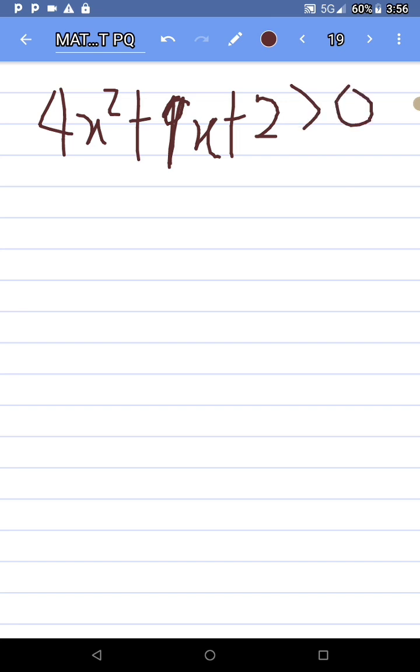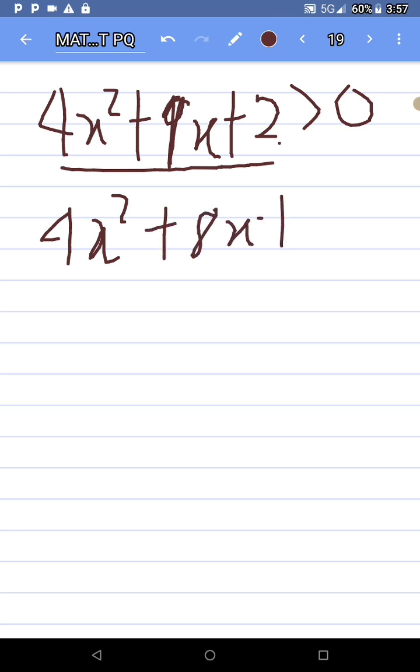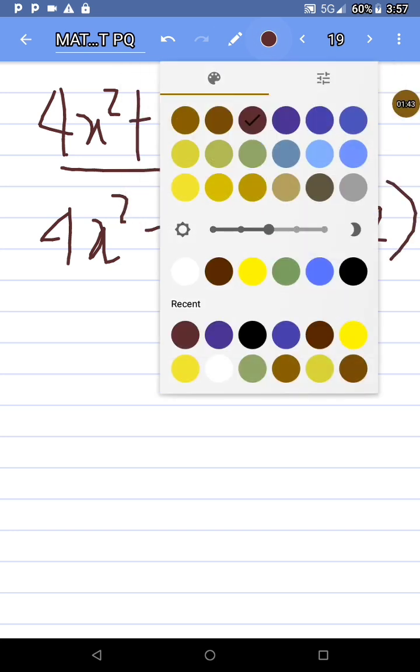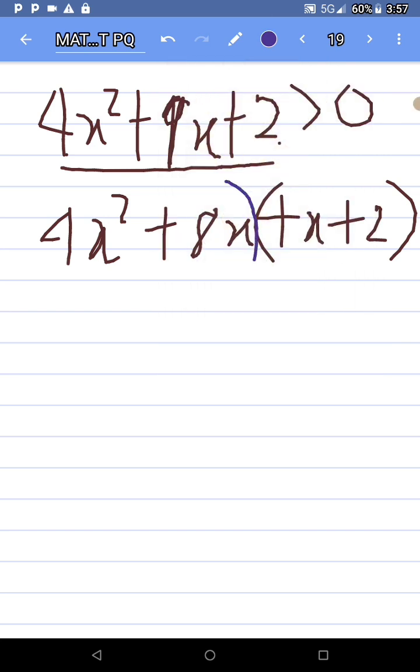Let's solve this as though it is a quadratic equation, setting it equal to 0. Factorizing: 4x squared times 2 is 8x squared. Two numbers you multiply to get 8x squared and add to get 9x are 8x and x. So that will be 4x squared plus 8x plus x plus 2, a bracket and another bracket.